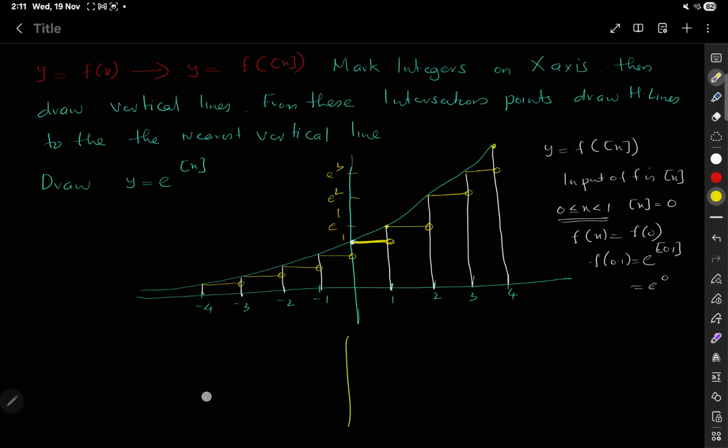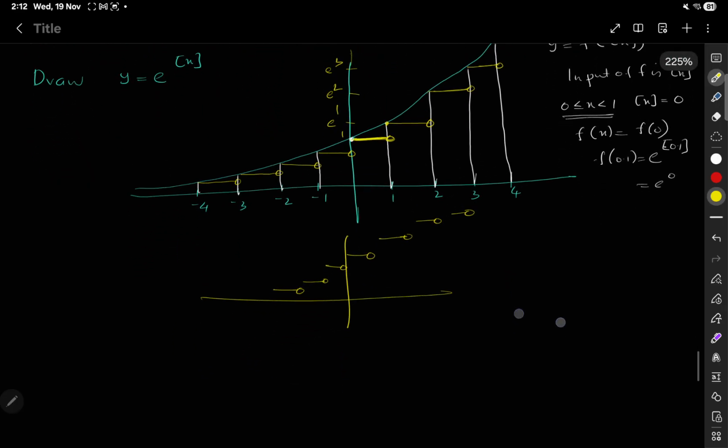So if I draw the graph separately, it will be like this. Now, without the help of the parent graph also you can do it. It's not mandatory that you know the parent graph. You can just take, when x is from 0 to 1, it is e raised to 0, which is 1. So like that also you can draw. So that's the graph. Okay, I hope it's clear. Next one.